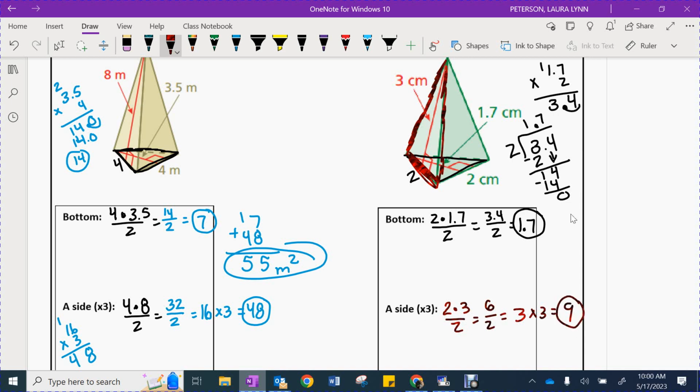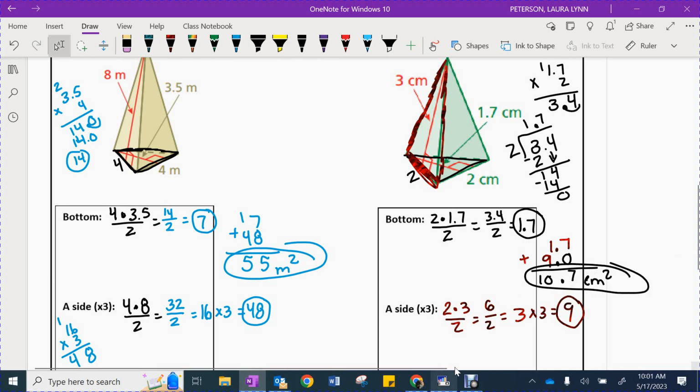Your final answer is adding them together. So we say 1.7 plus 9. Remember, 9 does not have a decimal. I need to add mine in, which is at the end of the number, which also means I need a placeholder. 7 plus 0 is 7. Decimal brought down. 1 plus 9 is 10. We measured in centimeters, and it's squared. Final answer, 10.7 centimeters squared.